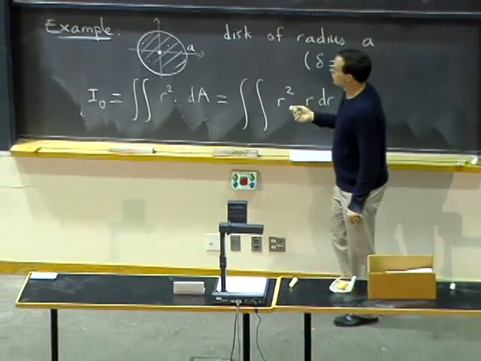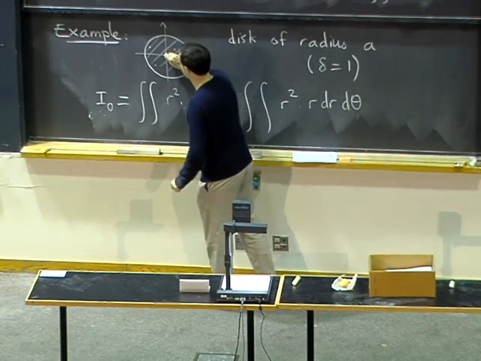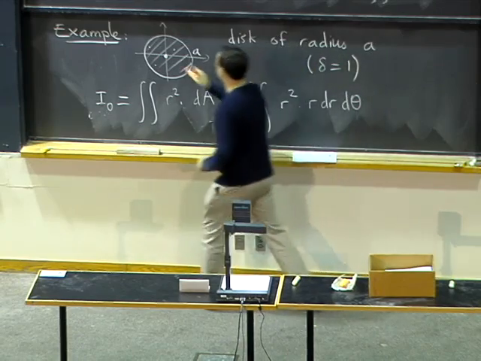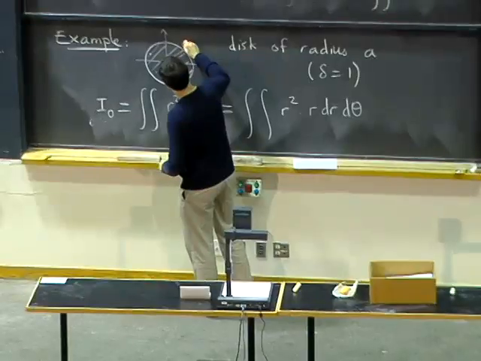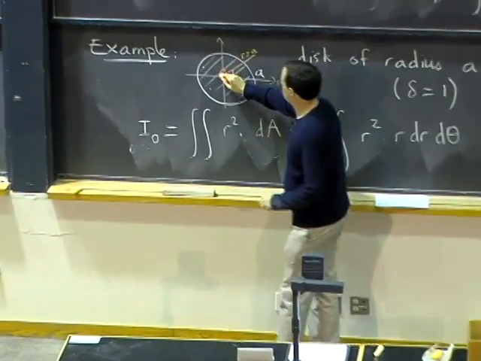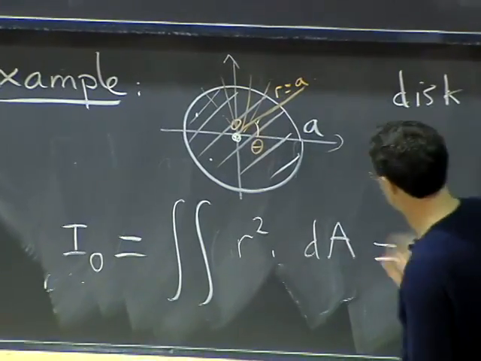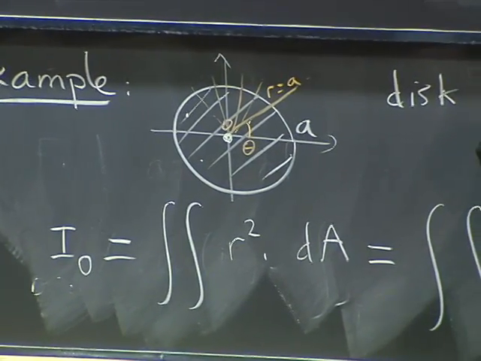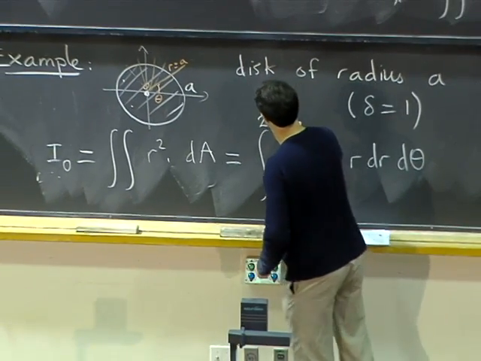And the bounds for r: r will go from 0 to a, no matter in which direction I go from the origin. If I fix theta, r goes from 0 to r equals a. The part of this ray that lives inside the disk is always from 0 to a. And theta goes from 0 to 2 pi, for example.